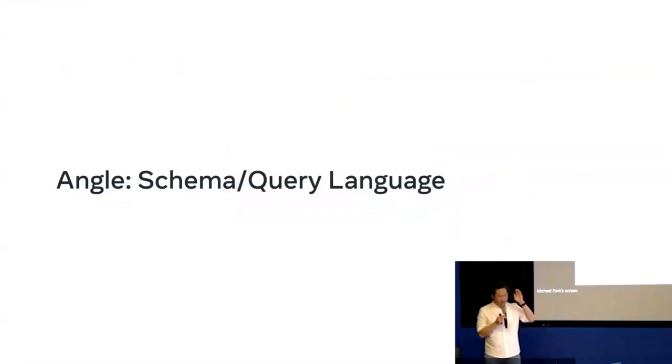So we're going to talk about Angle. This is the schema defining and query language for Glean. And so I'll basically have a full example of a tiny language that kind of looks like C++.